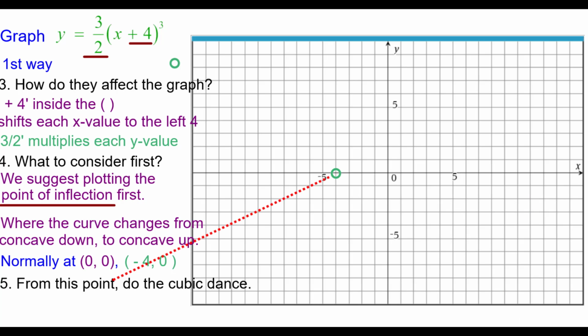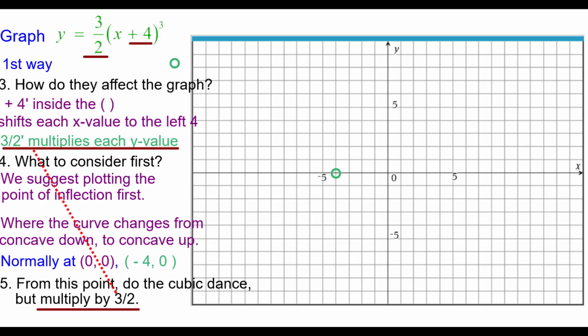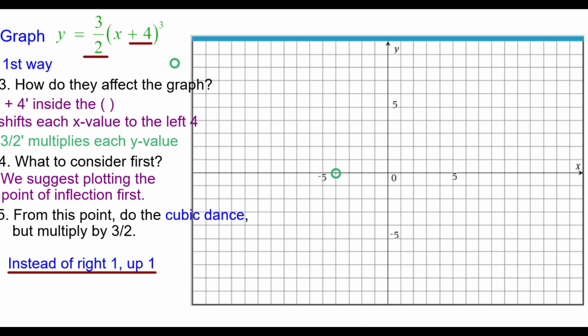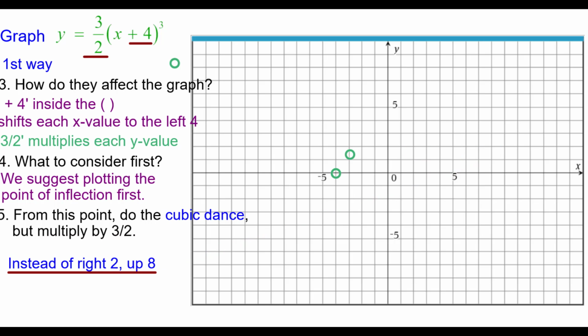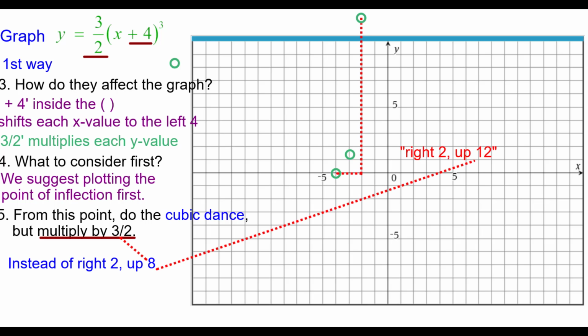From this point, we'll do the cubic dance, but it will be affected by multiplying by 3 halves. So instead of right 1, up 1, like we normally would, it's going to be right 1, up 3 halves, because we have to multiply 3 halves times 1. Instead of right 2, up 8, it's going to be right 2, up 12. 3 halves times 8 is 24 halves, or 12.